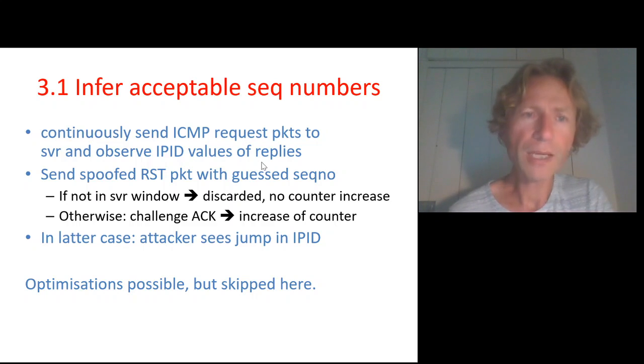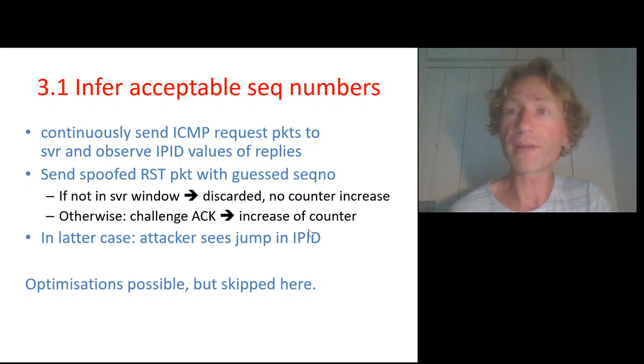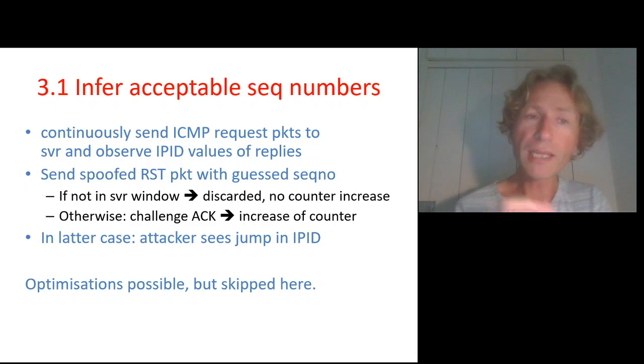Okay, if the IP identifier does not experience a counter increase, it means that the packet was discarded, and so it wasn't in the server window. Otherwise, however, a challenge ACK must have been sent, and that challenge ACK uses that same IPID counter, so it must have led to an increase of the counter. And now we can determine that the sequence number is in the acceptable range.